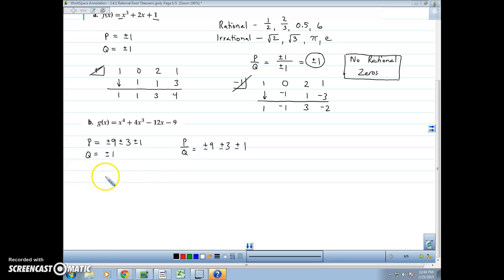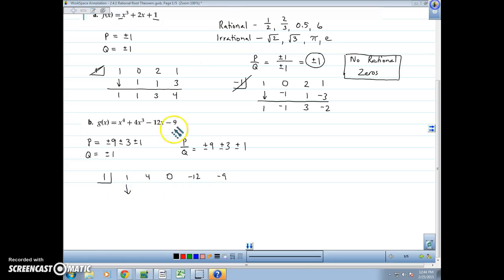I always say start with the easiest ones first, because they kind of have an equal chance of working anyway, so you might as well use an easy number that you can plug in quickly. So I always start with 1 and negative 1. Our coefficients are 1, 4, negative 12. Oops, be careful. We're missing a term here, right? There's no x squared term, so I need to put a 0 down. So there's my x squared, negative 12, and negative 9.